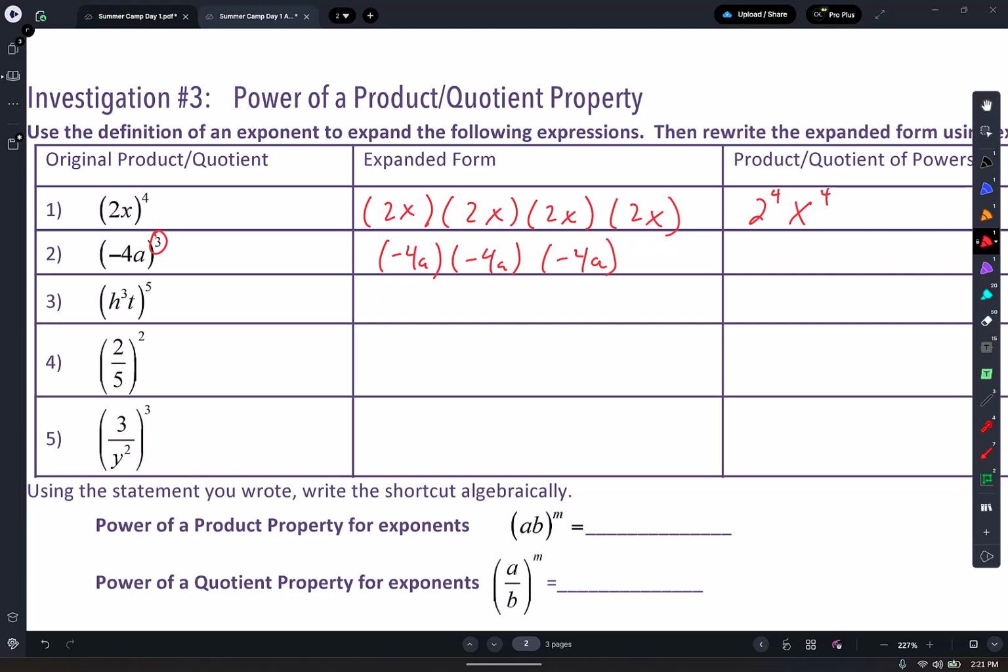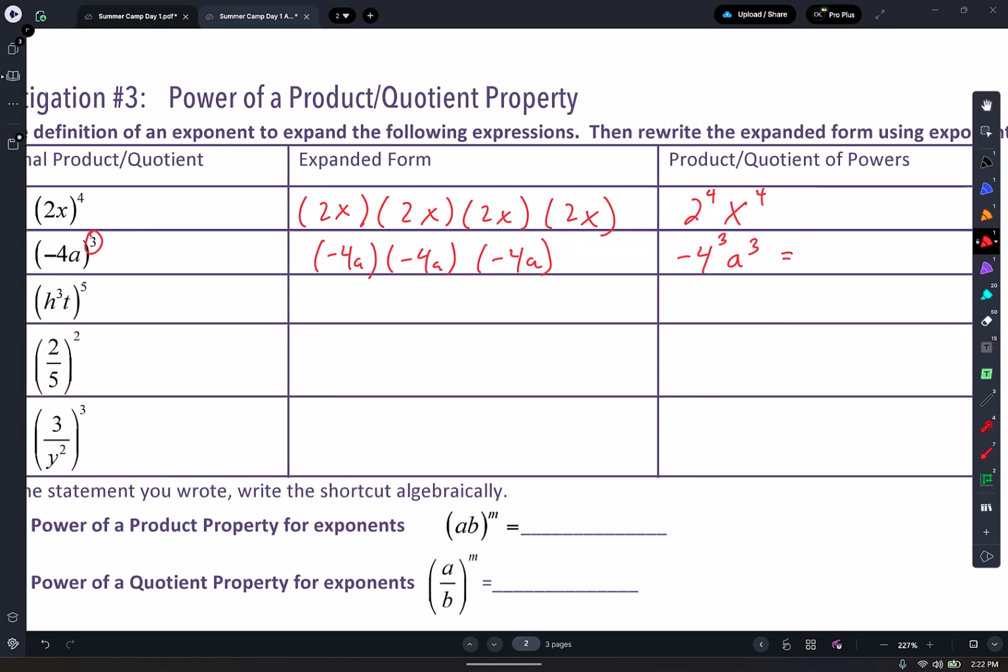How many 4's do you see? Or I guess how many negative 4's do you see? So negative 4 to the 3rd power. How many a's do you see? A cubed. If this were to be a delta assignment, they'd probably want you to simplify that.